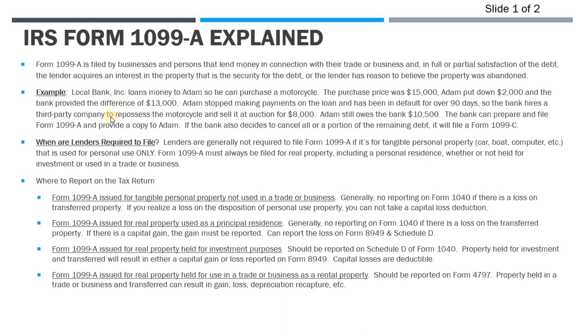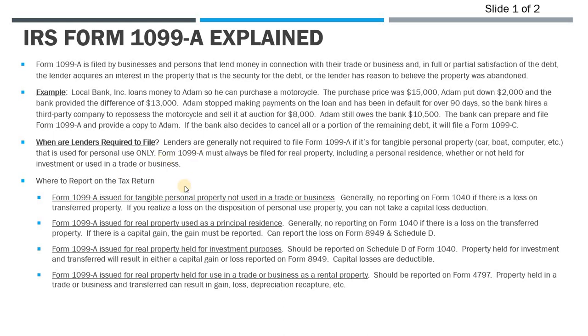So in this example up here with the local bank, the bank actually wouldn't have to file a 1099-A if Adam was using the motorcycle for personal use reasons, because the motorcycle is a tangible piece of personal property and it's not being used in a trade or business, so there was no filing obligation. But on the other hand, real property always needs to have this filed, right? Regardless of whether it's personal use, investment, used in a trade or business, and so on.